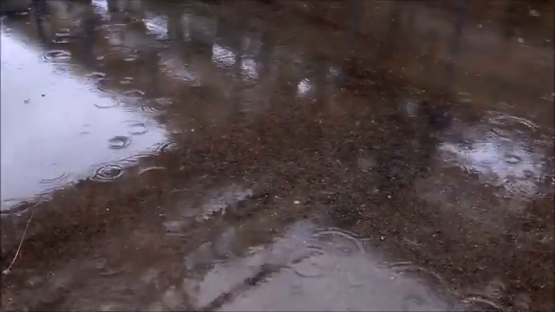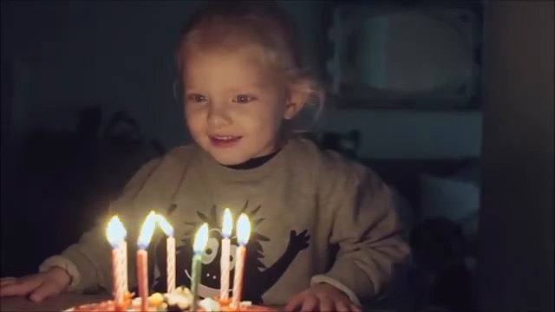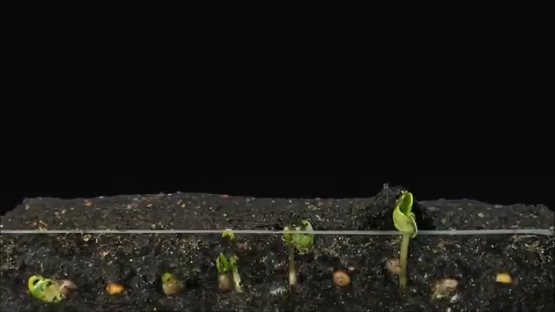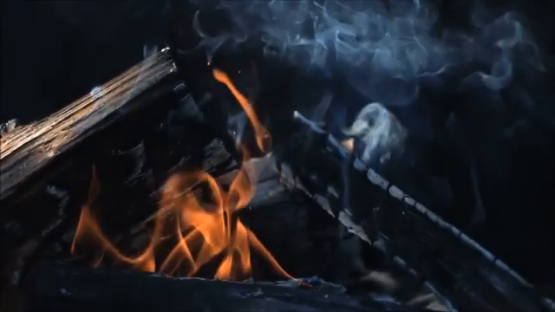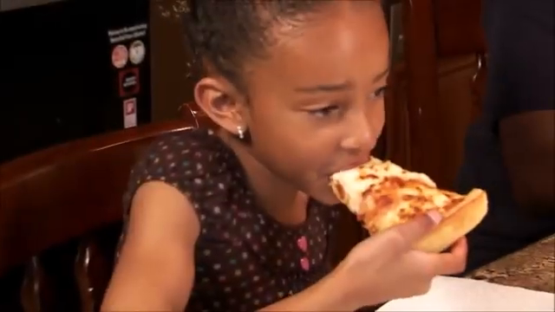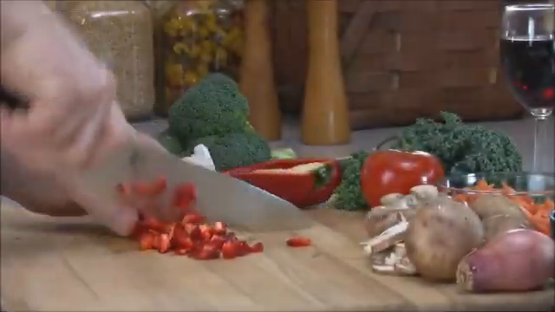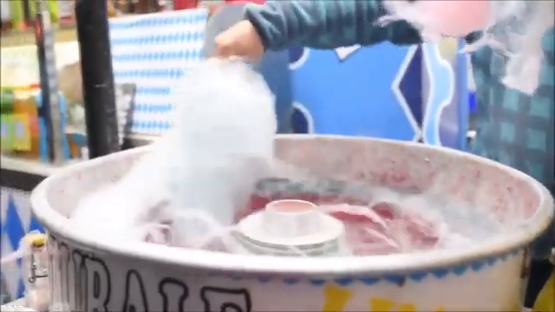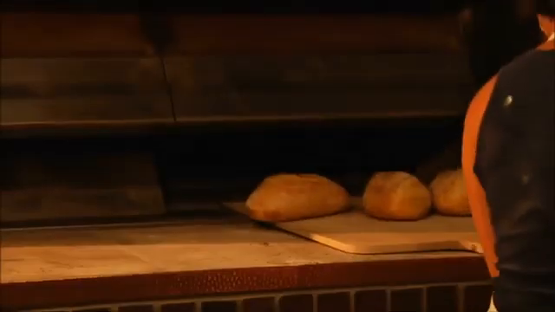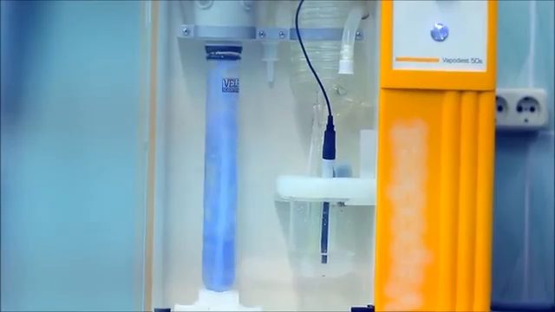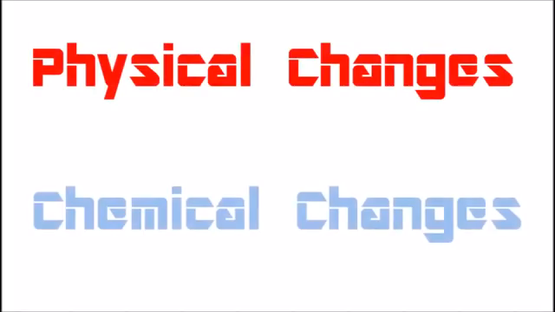No matter where you are or what you are doing, things are changing all around you. Whether it's plants growing, or logs burning, or even if you're just eating food, the materials around you are changing in size, shape, and structure, releasing or absorbing energy, and creating new substances. In chemistry, most changes are divided into two categories: physical changes and chemical changes.